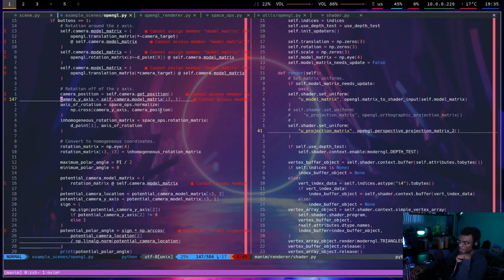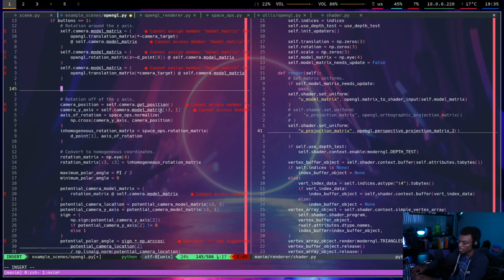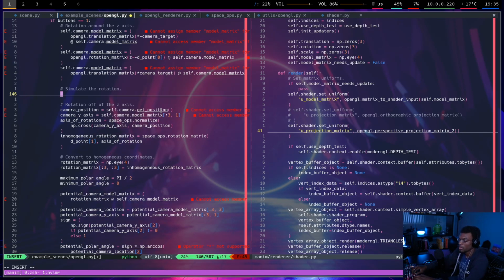Camera position, camera y-axis. I think what I need to do is, I have to simulate the entire operation. So simulate the rotation. So I would say potential.